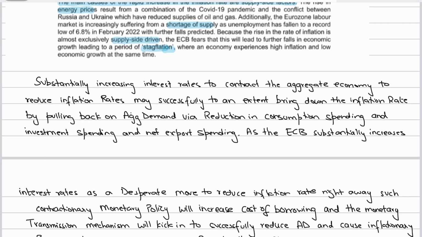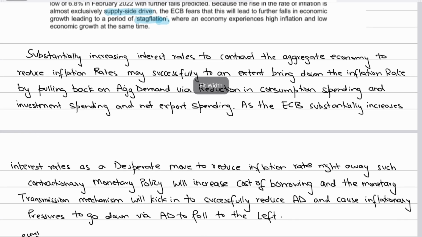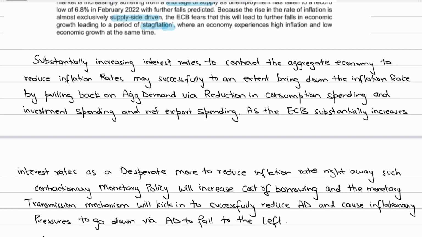Right, so this is the way that a good candidate should start off his answer, by saying that increasing interest rates to contract the aggregate economy to reduce inflation may, not will, successfully, to an extent only, bring down the inflation rate, because it will pull back on aggregate demand via the reduction in consumption spending, investment spending and net export spending.